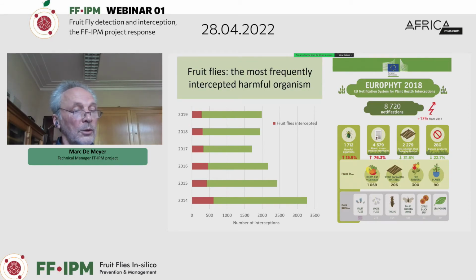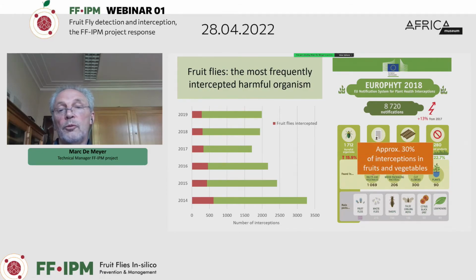The last thing I'm going to talk about is the prediction models. Fruit flies are one of the major groups of organisms that are being intercepted at the moment. We have about 30% of all interceptions in the EU on fruit flies. So can we have any way of assisting us in predicting what kind of interceptions we can expect?